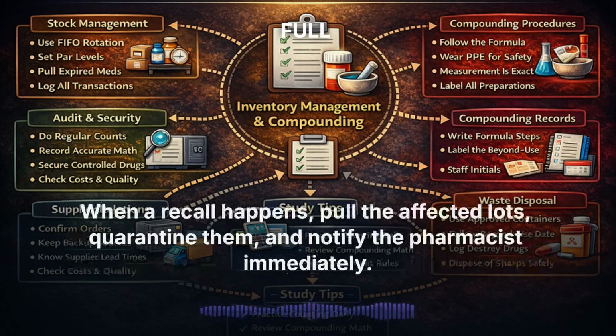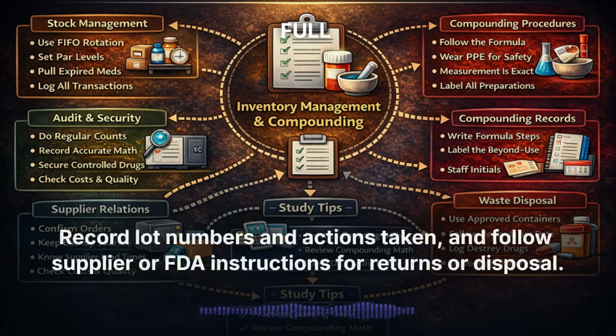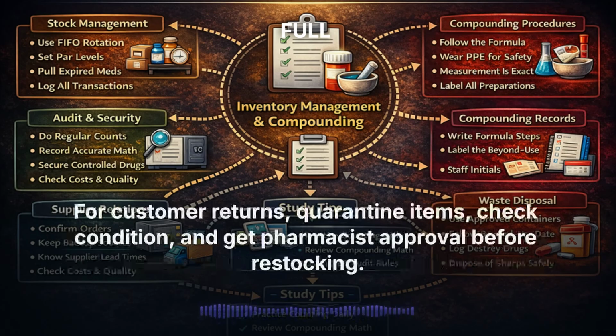When a recall happens, pull the affected lots, quarantine them, and notify the pharmacist immediately. Record lot numbers and actions taken, and follow supplier or FDA instructions for returns or disposal. For customer returns, quarantine items, check condition, and get pharmacist approval before restocking.